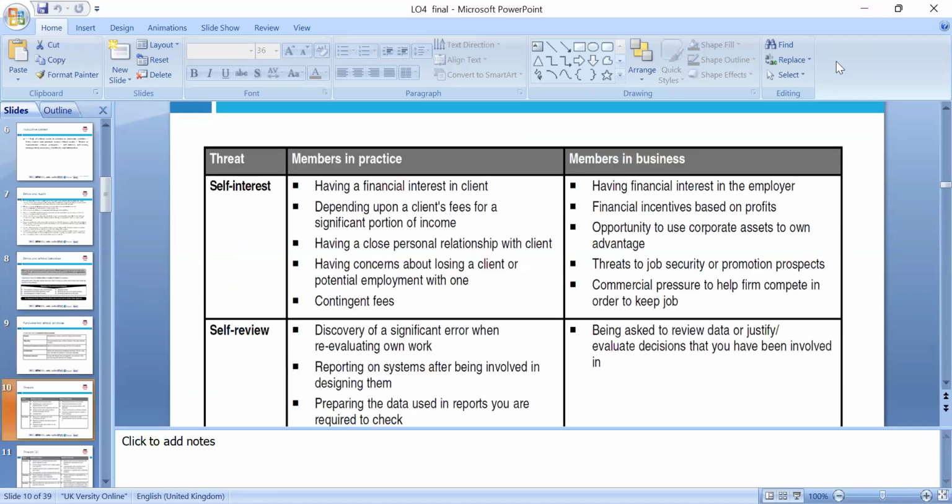Okay, self-interest, either a member in practice or a member in business. For example, if you are taking a gift, or recommending the company to someone to buy things from others, that can be a self-interest threat. Or you work on the side and get a commission.